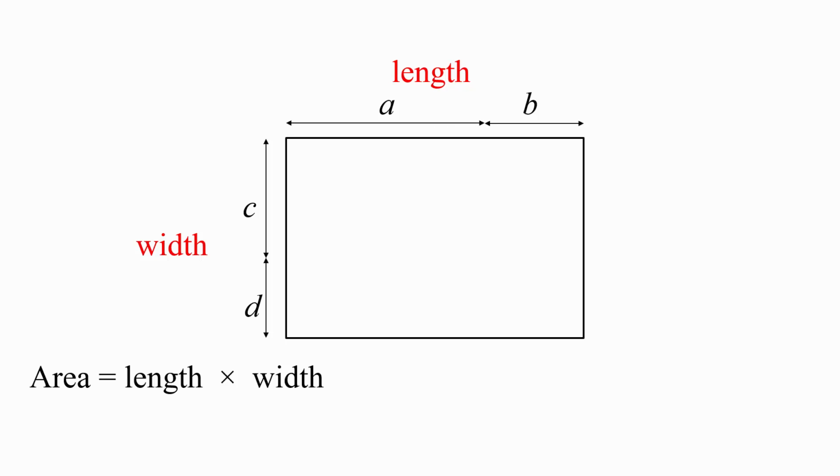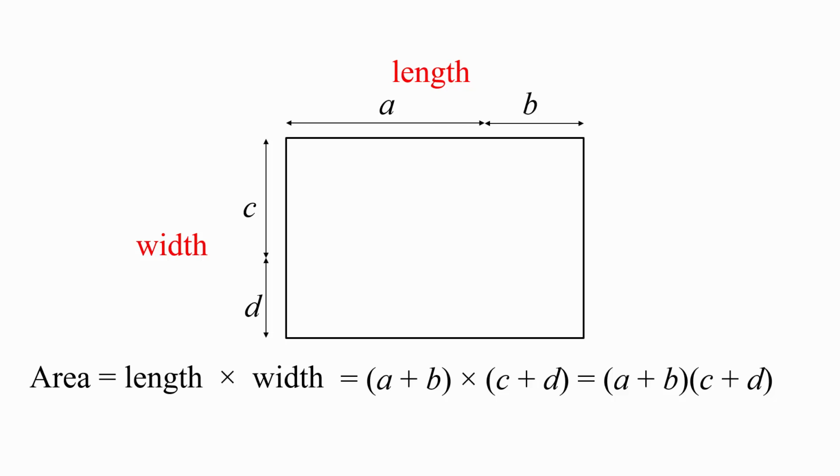Now, what's the length of that rectangle? The length is A plus B, isn't it? And what's the width? C plus D. So the area will be length times width, which is bracket A plus B times bracket C plus D. And of course we don't need to show the multiplication in between the 2 brackets.